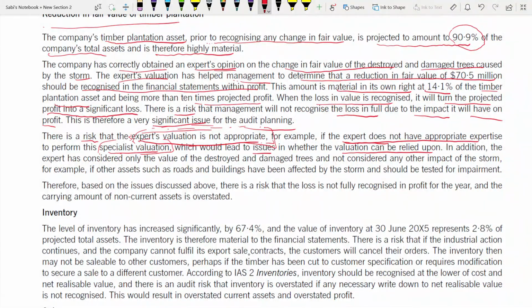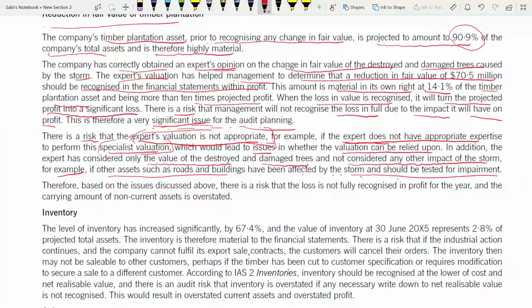In addition, the expert has considered only the value of the destroyed and the damaged trees, and they did not consider any other impact of the storm. For example, now they are showing you through examples. You need to show through examples. Where you are not able to show through facts or points, show through an example. How do they show the impact of the storm on the other assets? If other assets such as roads and buildings have been affected by the storm, they should be tested for impairment. They didn't write this, right?